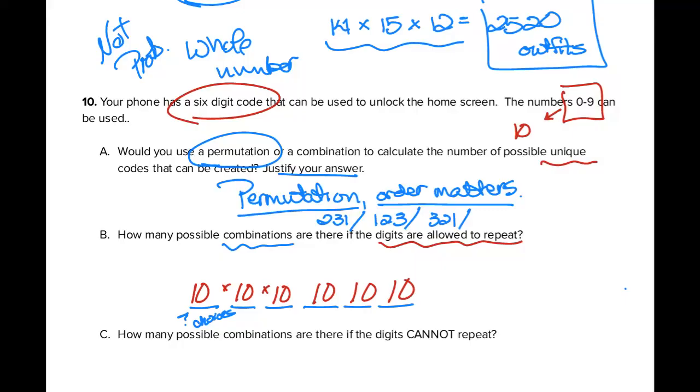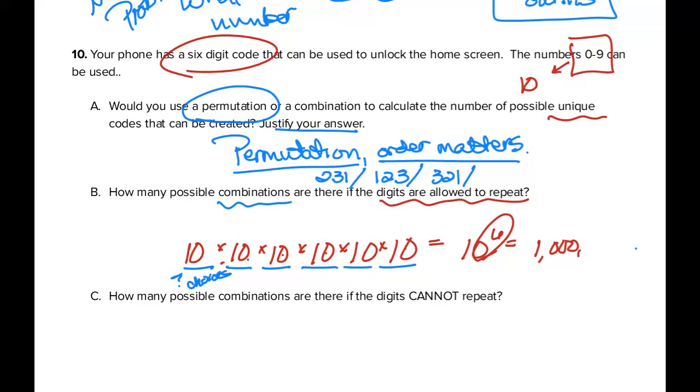When you multiply these all together, you get 10 times 10 times 10 times 10 times 10 times 10, which is 10 to the 6th power. You can do that on your calculator. And that is a 1 with 6 zeros. Anytime you have 10 to a certain power, the power that it's raised to tells you how many zeros you have. So that is 1 million.